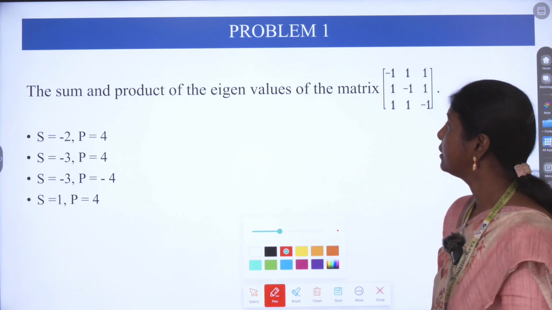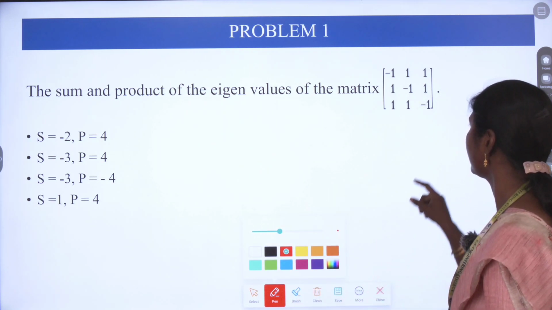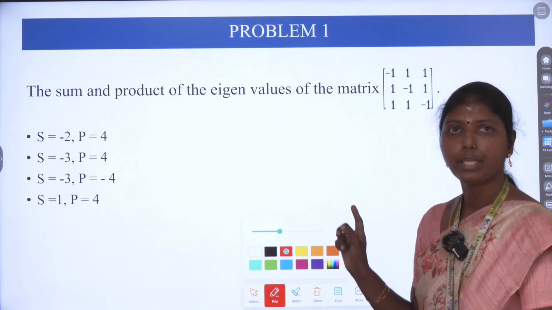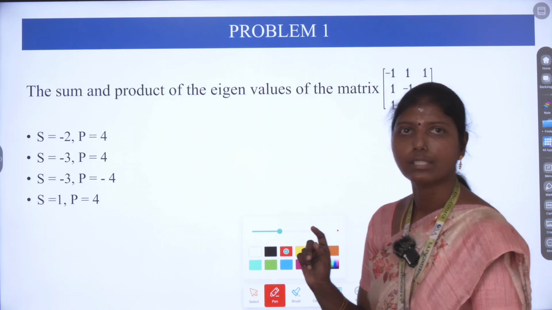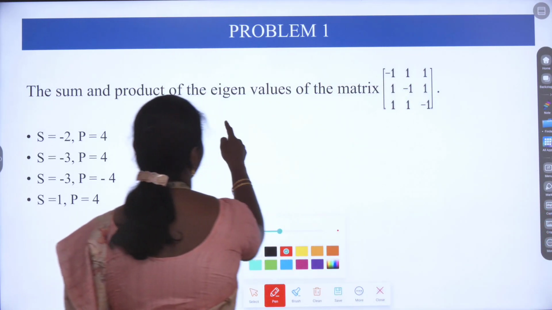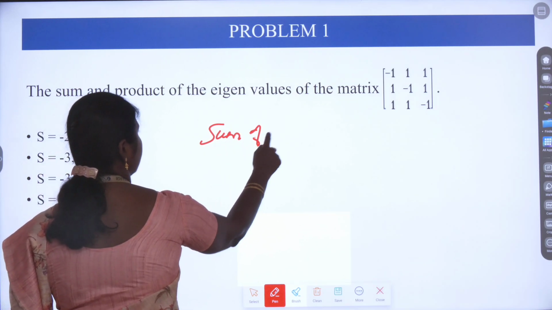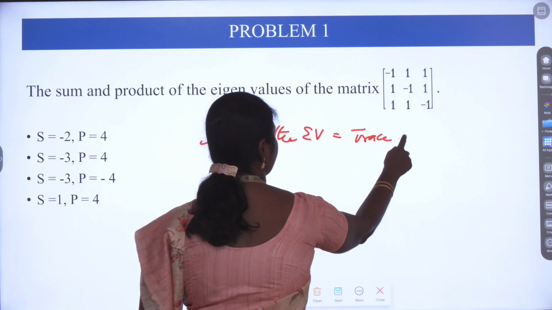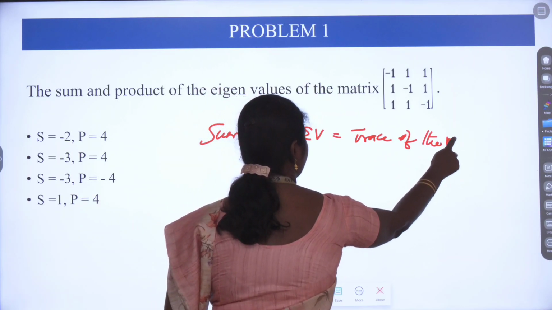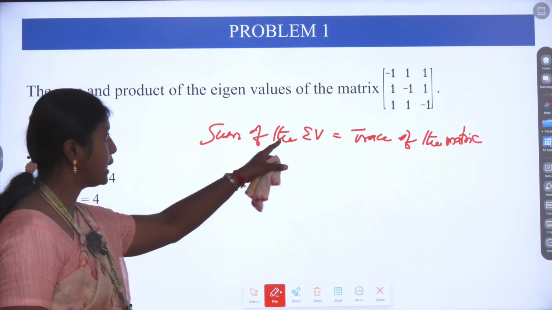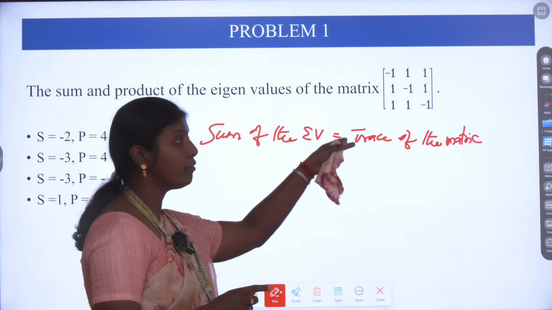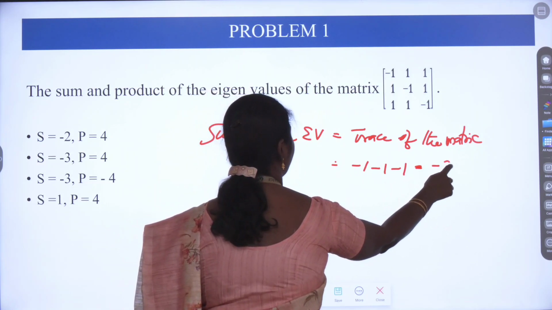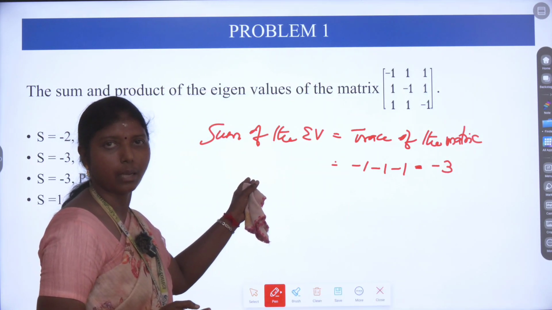In problem 1, we find the sum and product of the eigenvalues of the matrix. So we have the matrix given. We need to find the sum and product. Already we know by property, the sum of the eigenvalues is nothing but the trace of the matrix. So we need to add the trace. Trace is nothing but the sum of the main diagonal elements, which is equal to minus 1, minus 1, minus 1, which is equal to minus 3. So this is nothing but the sum of the eigenvalues.